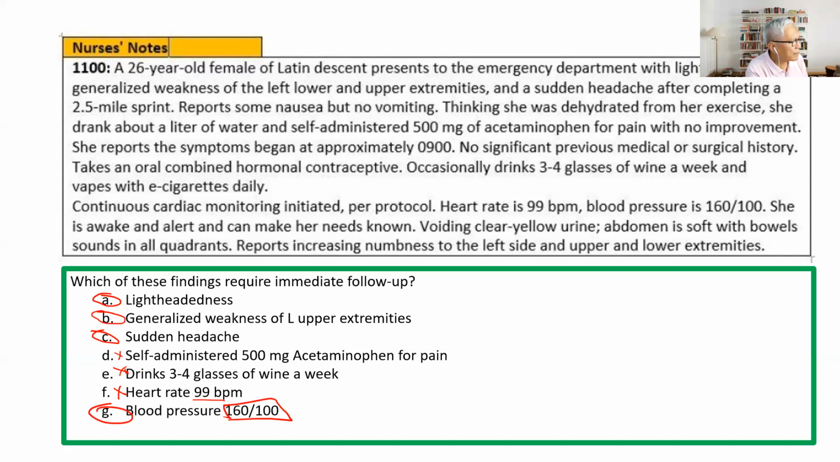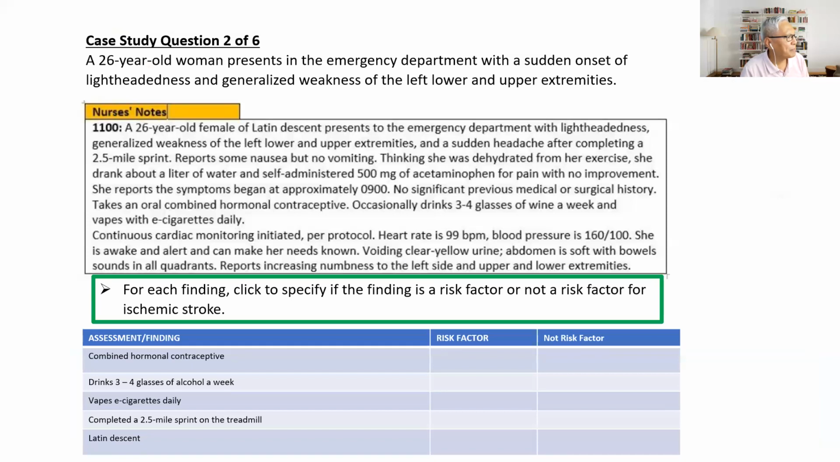All right, so somebody answered letter E. You remember drinks 3 to 4 glasses of wine a week is a risk factor, right? But it does not require immediate follow-up. You see what I mean? You're going to follow this up on discharge, right? This woman, you remember that women are supposed to be okay with just 1 drink per week. So this is okay, you are going to deal with it later on. Okay, so let's go to the next one.